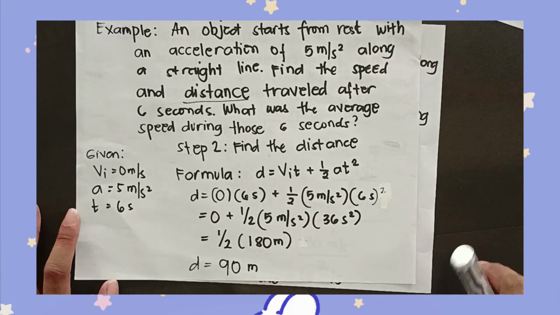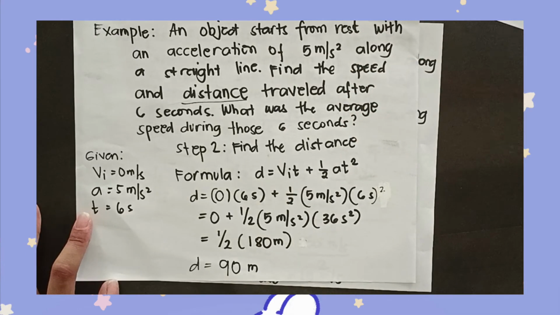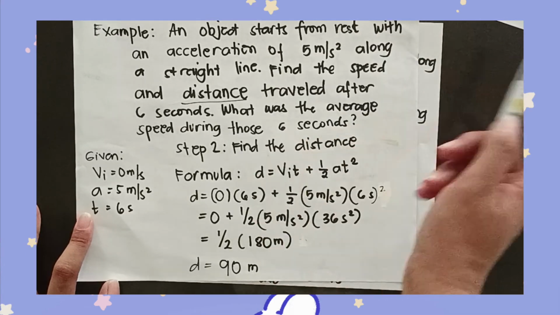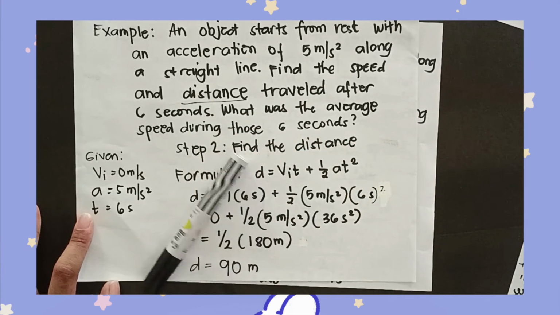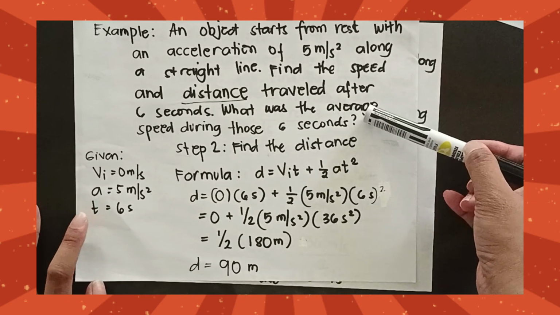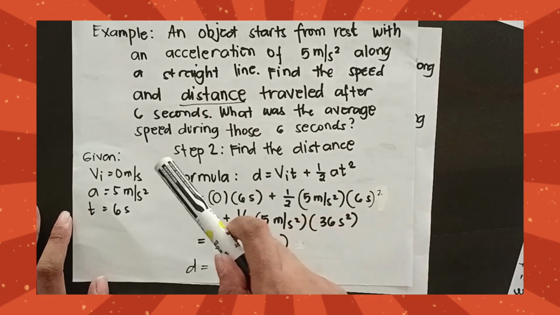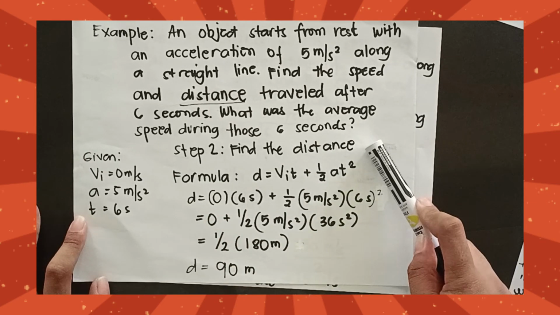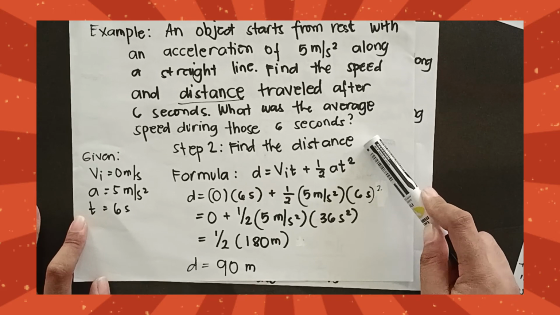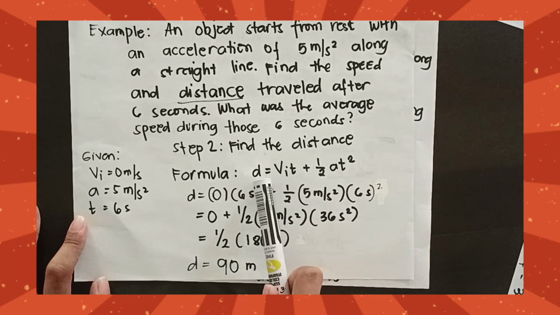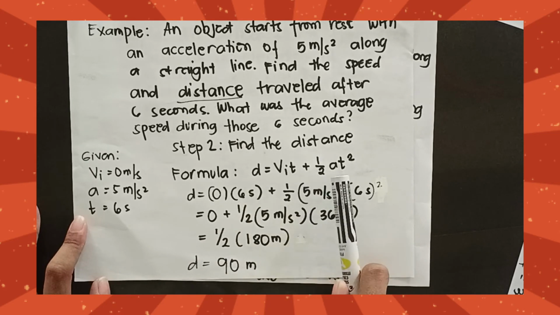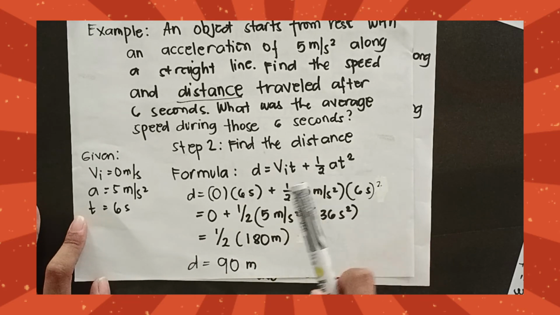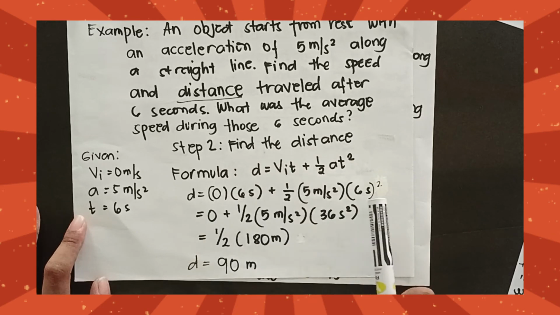Pangalawa po is the distance. So, sabing ganyan, find the speed. Yan, nahanap na natin. And distance traveled after 6 seconds. What was the average speed during those 6 seconds? So, step number 2 po, find the distance. Yung formula po natin is D is equal to VIT plus 1/2 AT square. So, magkakaroon tayo ng substitution.